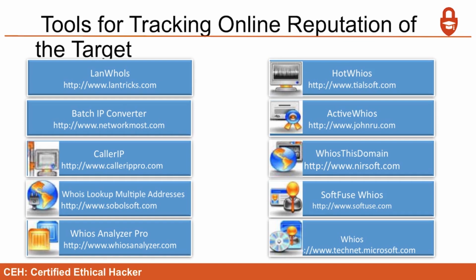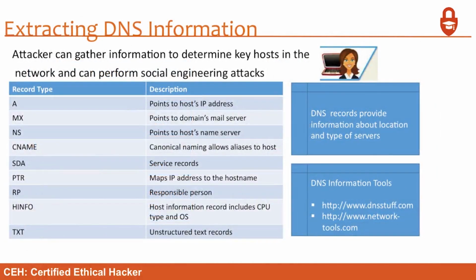So DNS footprinting, extracting DNS information. An attacker can gather DNS information to determine key hosts in the network and can perform social engineering attacks. Over on the right, we have "DNS records provide important information about location and type of servers." Well, yes and no. The DNS can be on the East Coast and the servers can be in China, so it really doesn't give you geographic location. DNS interrogation tools: DNS stuff and network-tools.com. Both of these are good.